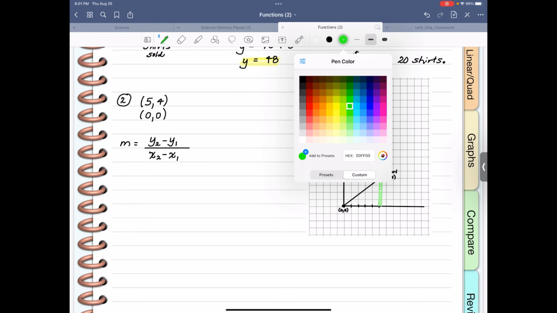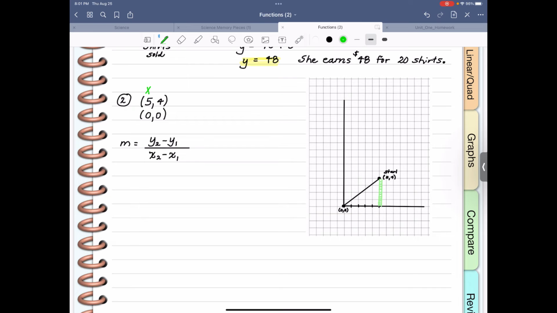That green is hard to see, isn't it? So that's still hard to see. Let me just get a different color. Let's do this darker. So there's x1, y1, x2, y2. And let's carry that formula on over another line. So 0 minus 4 and 0 minus 5 equals negative 4 over 5. Negative 4 over negative 5, excuse me. So the slope is 4/5.